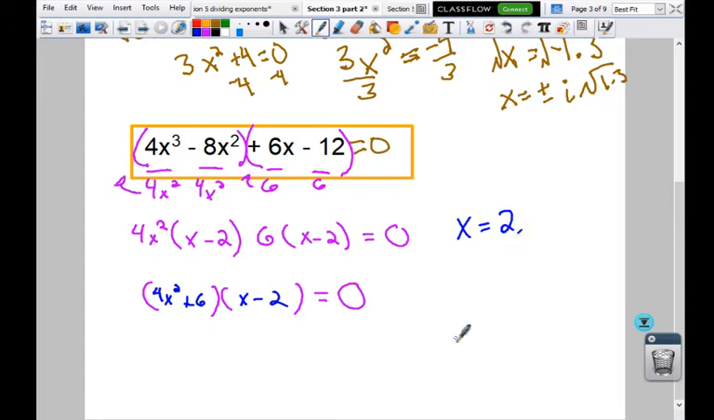Alright, and then for this second one, I have to set it up to be 4x squared plus 6 equals 0. Solve it for x. So if you haven't yet, I want you to start to solve this one, and then we'll double check our answers in a minute. If you haven't started to solve it, get started on that. I'll give you a little bit of time.